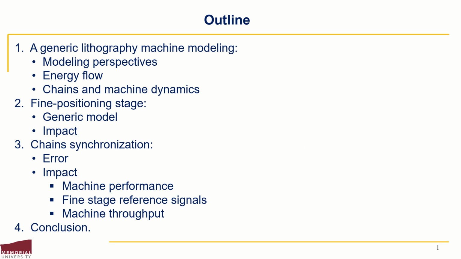In this presentation, we start by outlining a low-fidelity dynamical model of a generic lithography machine and the assumptions made, followed by the adapted modeling perspective, whose benefit in capturing the energy flow and the interaction of the chains in the machine is then highlighted. Next, we briefly present the proposed fine positioning stage generic model and assess its impact when it is added to an existing machine. Having the machine model and the fine stage introduced, we then use the available information to formulate the chain's synchronization error and write it in a way that suits the fine positioning stage. Later, the benefit of using this error in enhancing the machine performance and the throughput is looked at. We end this talk by stating some concluding remarks.